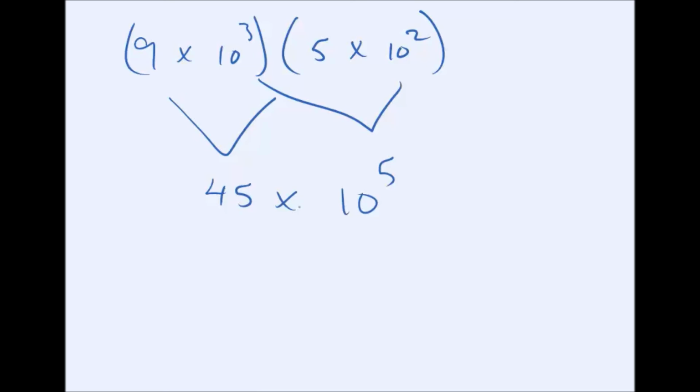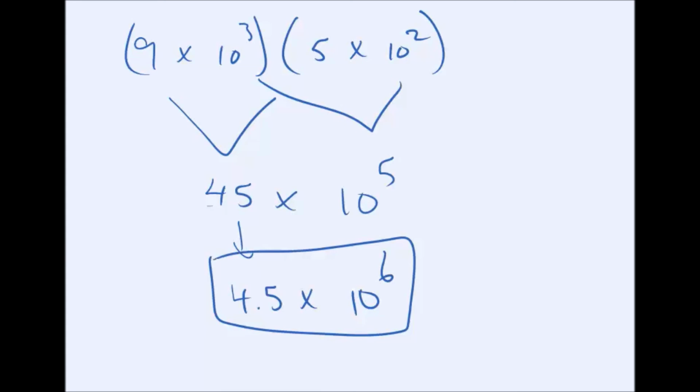However, scientific notation requires that the number in front is greater than or equal to 1 and less than 10, so between 1 and 10. So we have to change this number to 4.5, and when we do that, we'll increase the number on the 10 to show that the real number is larger than what this 4.5 looks like. So 45 times 10 to the fifth gets changed to 4.5 times 10 to the 6th, which is your final answer for the first one.